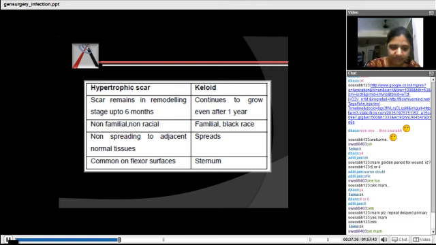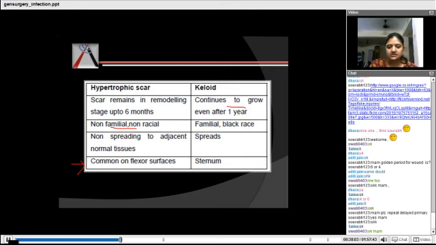Then understand the difference between a hypertrophic scar and a keloid. Any wound, if left, can develop into a hypertrophic scar. It is non-familial, has nothing to do with race, and does not spread to the adjacent tissues. This type is more common on the flexor surfaces.